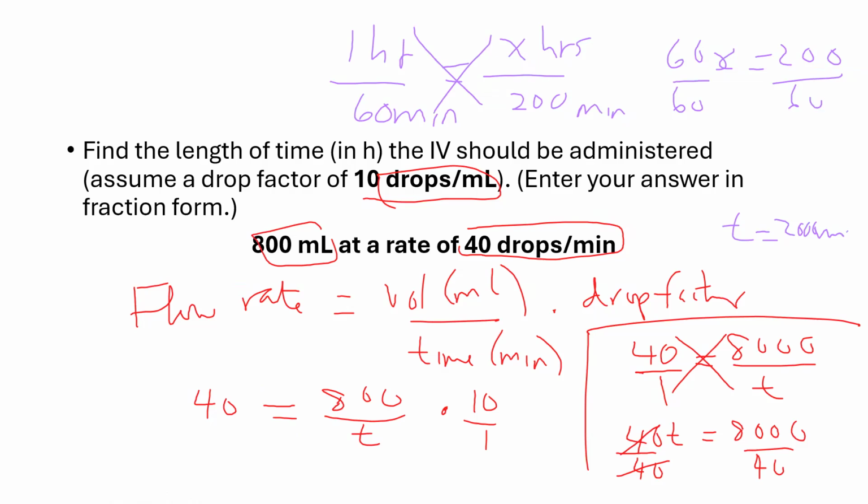Remember, it says enter your answer in fraction form. So 200 divided by 60. I'll cancel the zero, so I've got 20 over 6. Canceling the zeros means I'm dividing by 10, right? Because I canceled one zero. So divide the top by 10: 200 by 10 is 20, and 60 by 10 is 6.